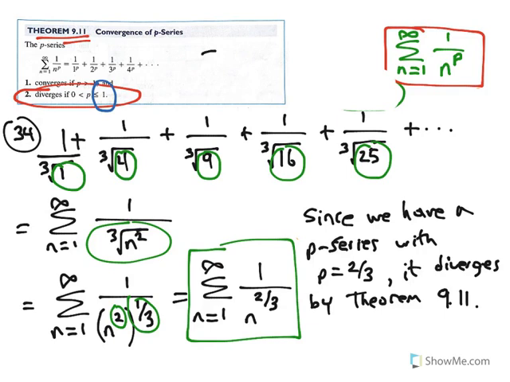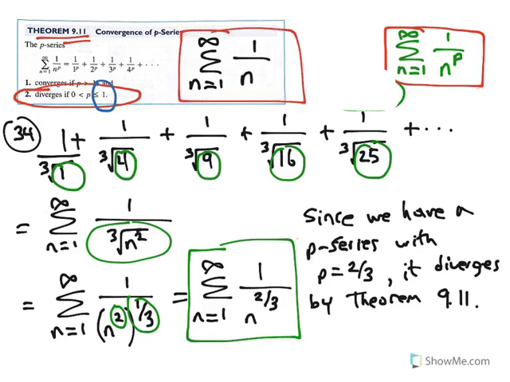And also remember, if P is equal to 1, your P series will also diverge. And that is called the harmonic series. So if you have, for example, this P series, where P is equal to 1, it would just be written like that. It's called the harmonic series, and it also diverges by theorem 9.11.